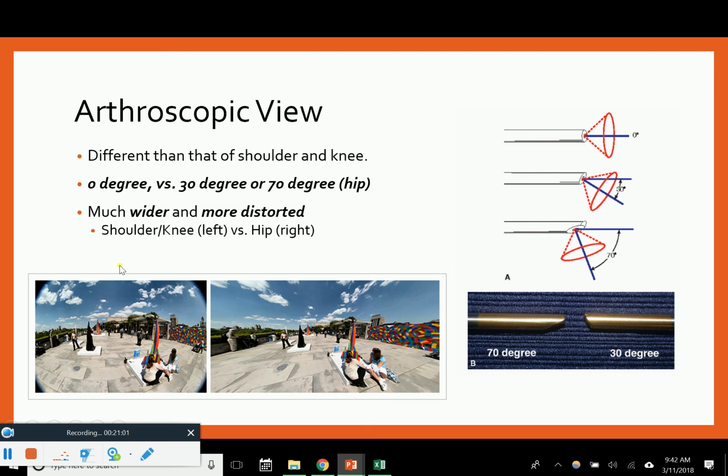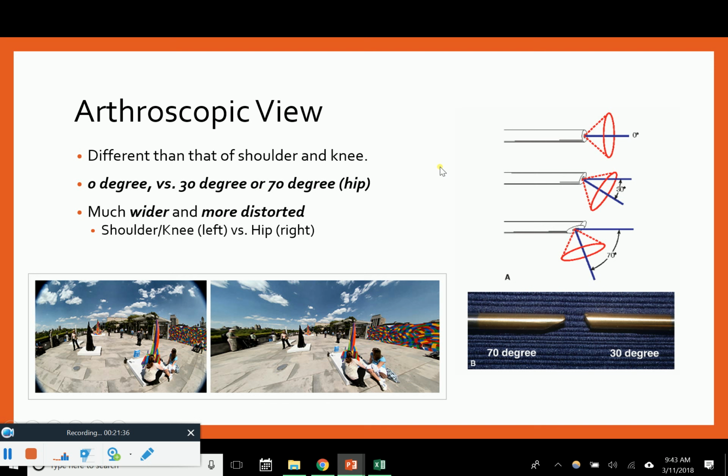Here's the difference between hip surgeries and shoulder surgeries in terms of arthroscopic. And this goes for knee as well. The arthroscopic camera in hip surgeries, and this is why it makes it so difficult to become an arthroscopic hip surgeon, is because there's a different degree of arthroscopic viewing window. So arthroscopic instruments can either come in 0 degree, 30 degree, or 70 degree.